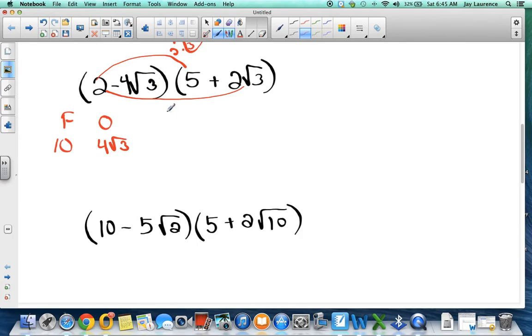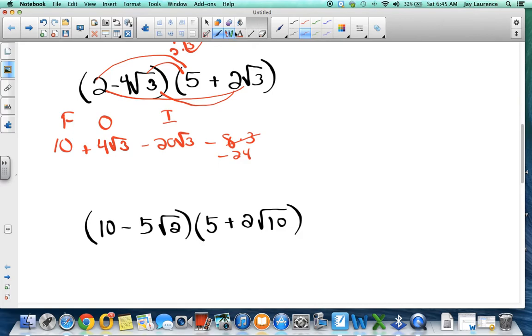All right, my inners, I forgot to put a plus sign there. My inners are going to be negative 4 rad 3 times 5. Well, that's going to be a negative 20 rad 3. And then finally, my lasts will be negative 8 times 3, or better yet, negative 24. Because negative 4 times 2 is negative 8. Rad 3 times rad 3 is 3. So I get a negative 24.